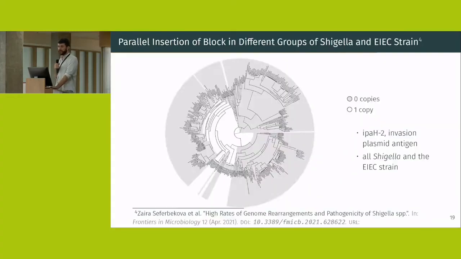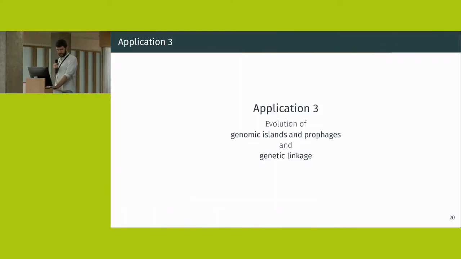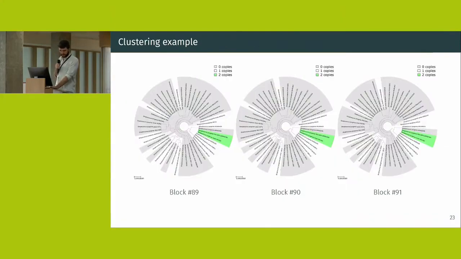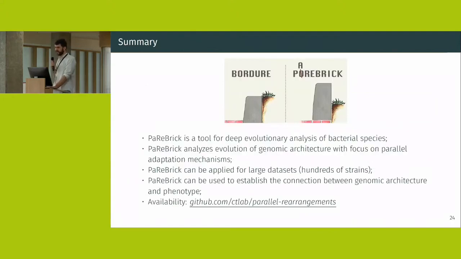Another way we can apply our tool: we applied it to E. coli and Shigella genomes, and we found an insertion whose pattern is more or less the same as the pattern showing who are invasive strains and who are not. So if we know the phenotype, we may find some genomic architecture features which may explain this phenotypical difference. Let me skip the rest since I almost don't have time. We have some visualization as well.